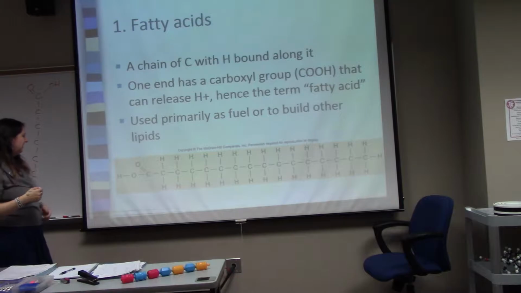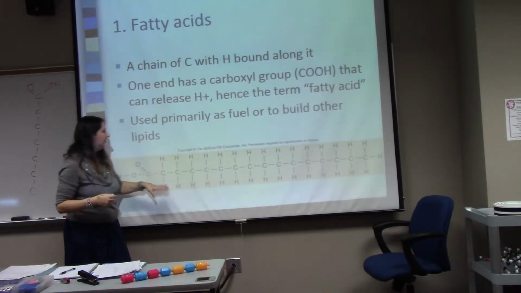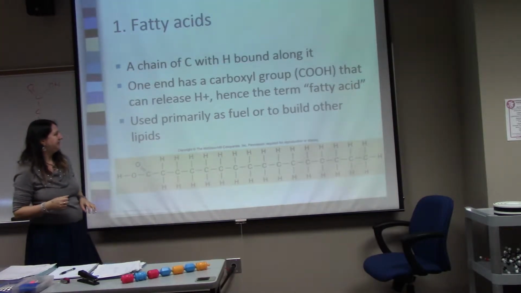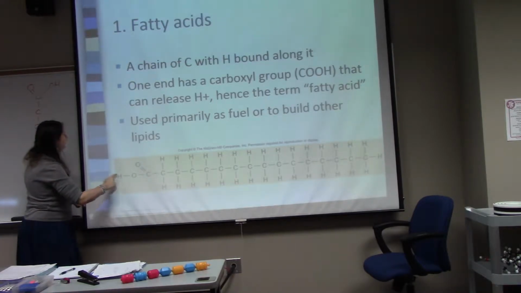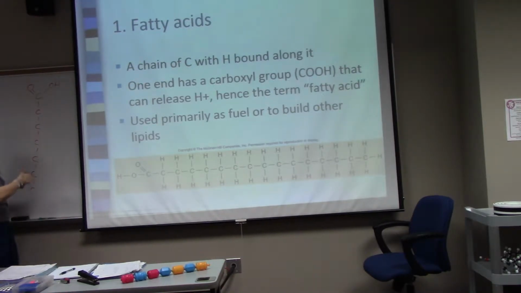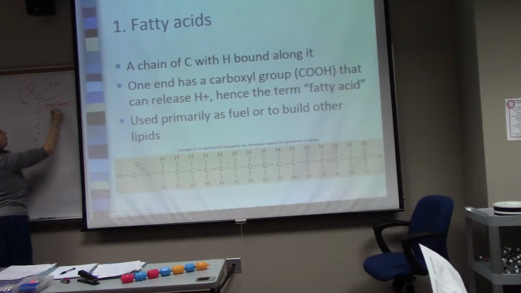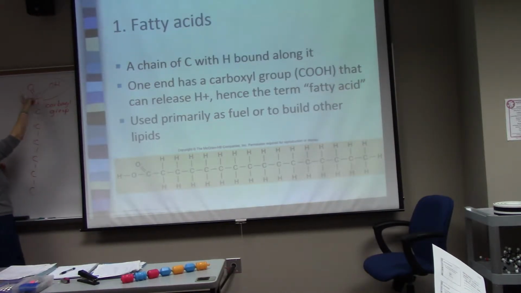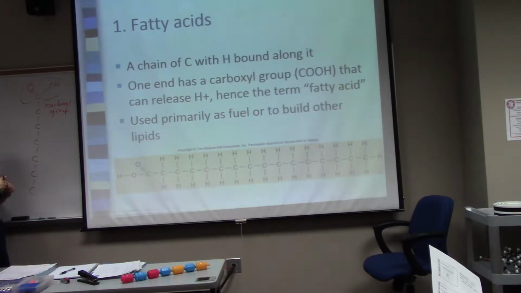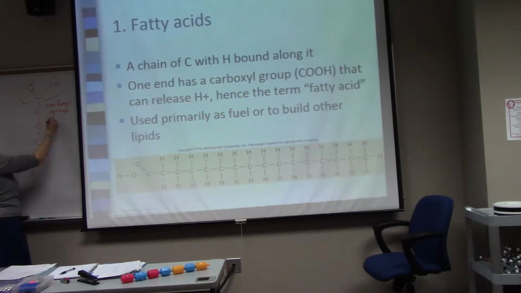A fatty acid is a chain of carbon with hydrogens bound along it. One end has this thing, which I drew up here. This is called a carboxyl group. So when you draw it out in the molecule, it looks like that. When you write it, it's often just said as COOH.